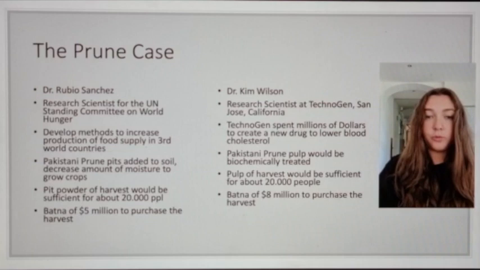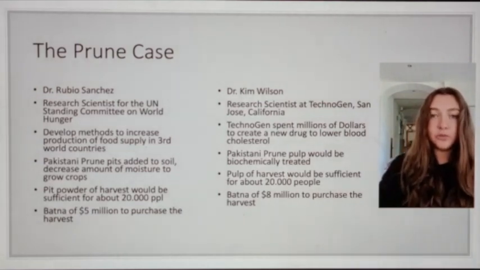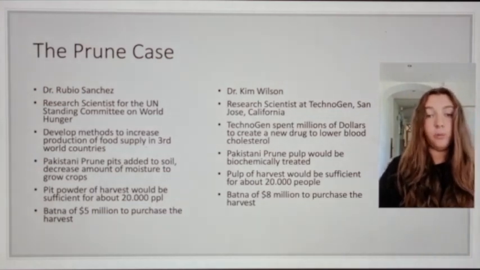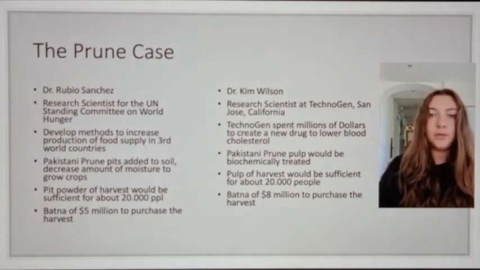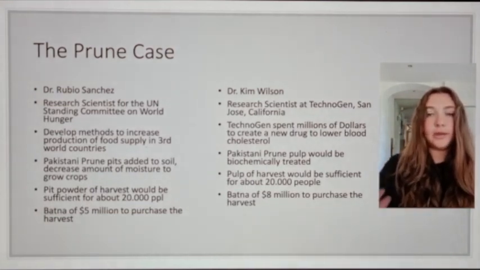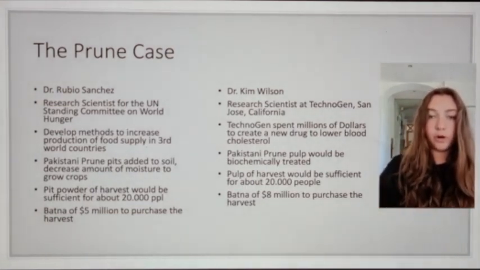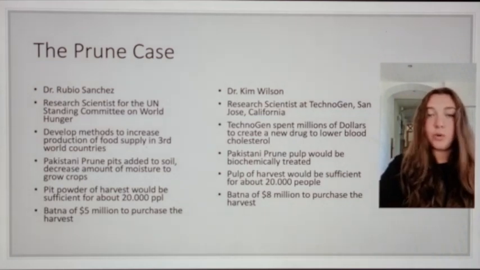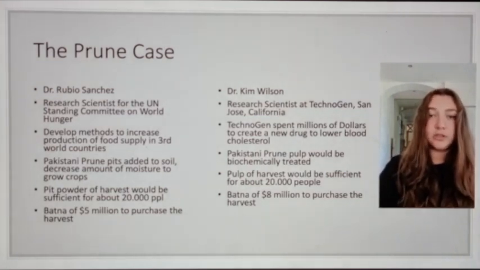Participant 1, Dr. Rubio Sanchez, actually only needed the pits of the prune, whereas Dr. Kim Wilson only needed the pulp of the prune. So it was actually a matter of just telling the other person or making clear what was the most important part for each participant, because both parties could actually go away with 100% of what they initially wanted.